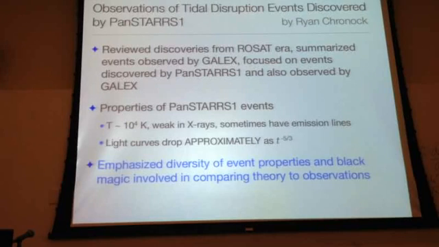Theory predicts the debris fallback rate, whereas observations measure luminosity in a band. So one has to be careful in how the luminosity in a given band is converted to volumetric luminosity, and then how the volumetric luminosity is interpreted to give an accretion rate or a fallback rate.